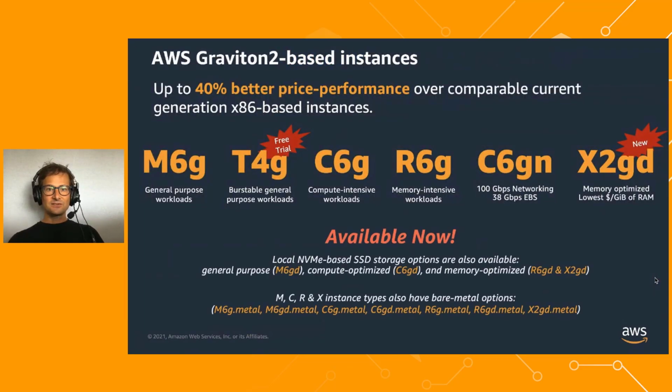All those instances are available right now. They offer up to 40% better price performance over the comparable x86 instances that we have in our portfolio. So for example, if you are comparing an M6G to an M5, let's take a M6G 4XL to an M5 4XL, the M6G is going to be 20% cheaper, and on most of the workloads, will provide you with more performance.